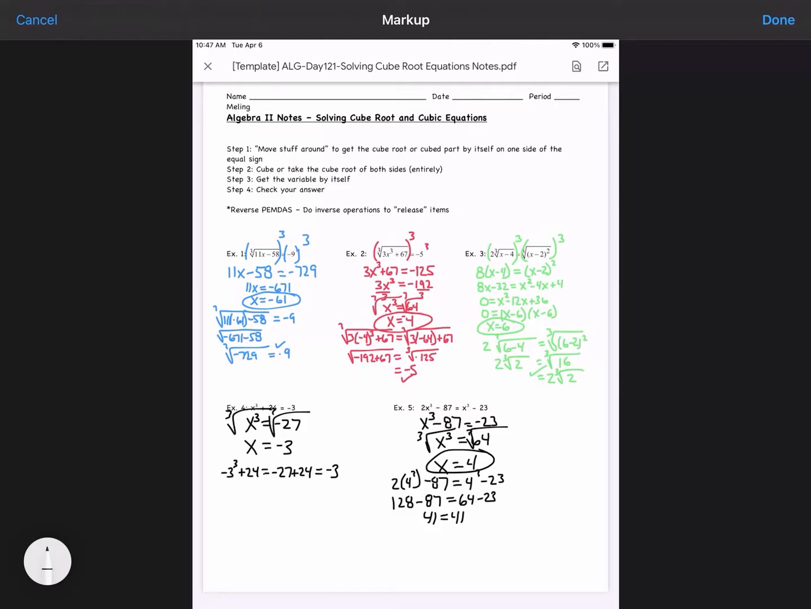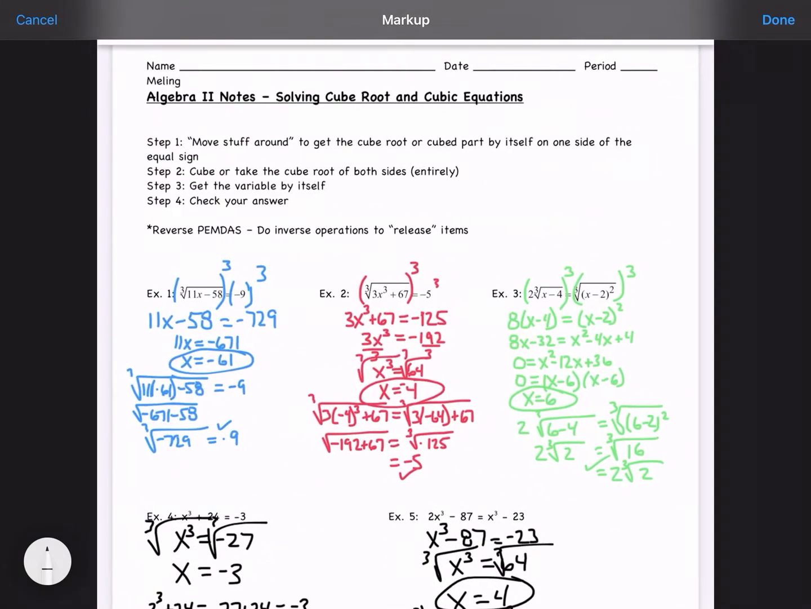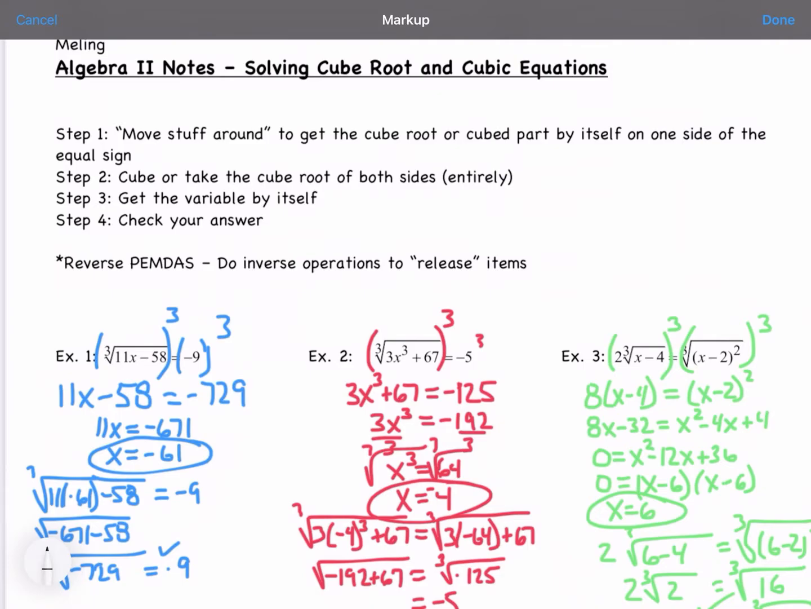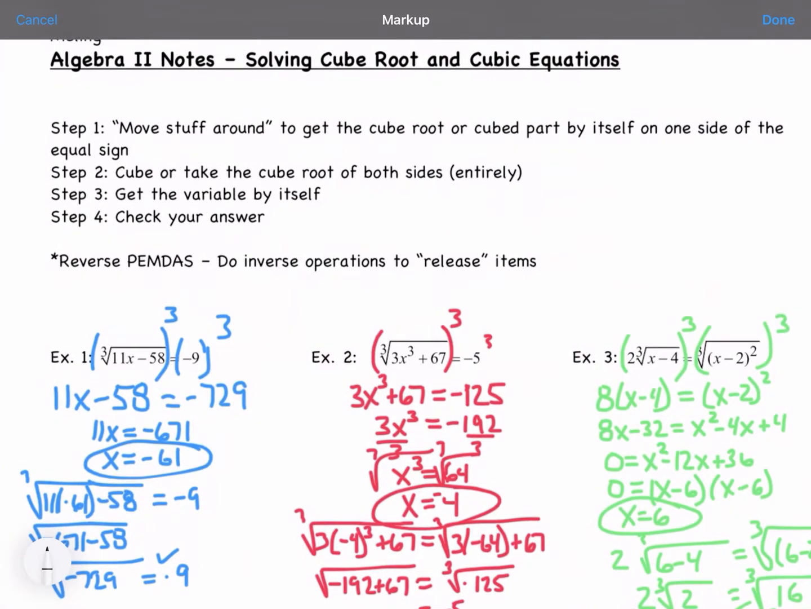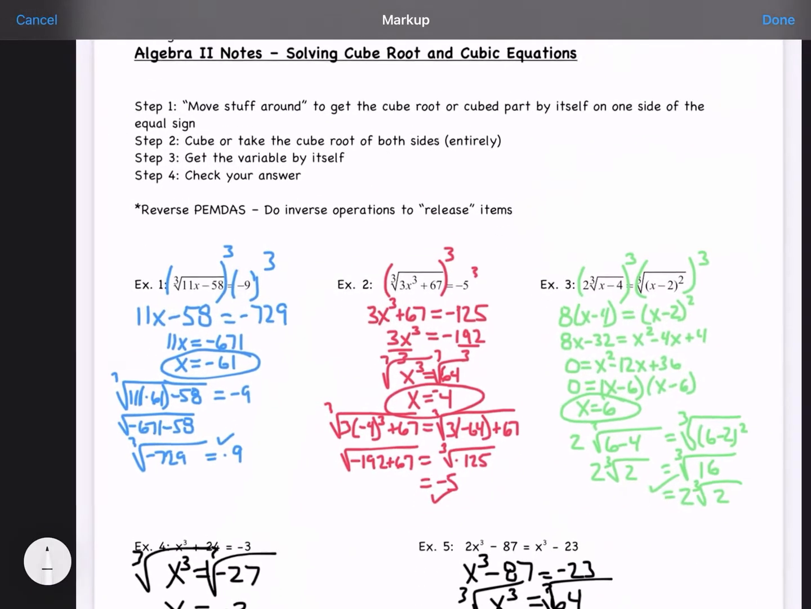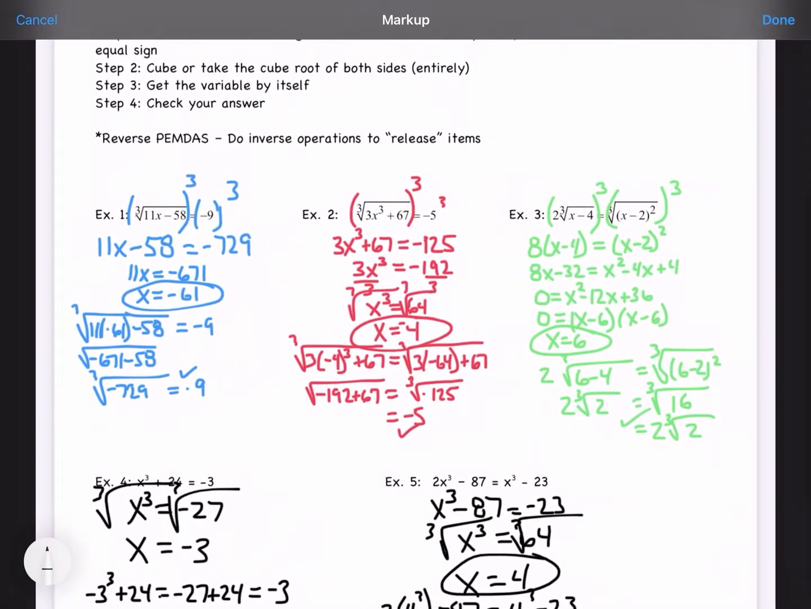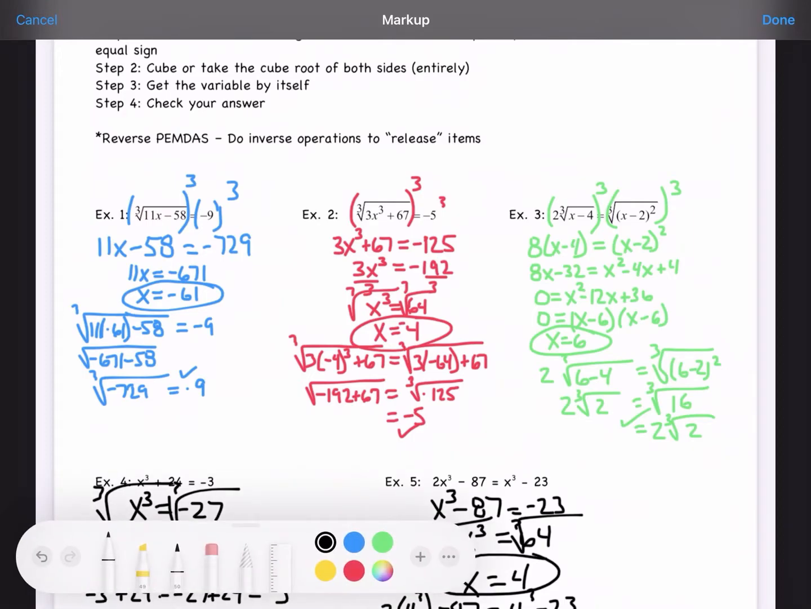So, solving cube roots and cubic equations. We want to move stuff around to get the cube root or cube part by itself on one side of the equal sign. Then we cube or take the cube root of both sides entirely to get the variable by itself, and we check our answers. Use reverse PEMDAS.